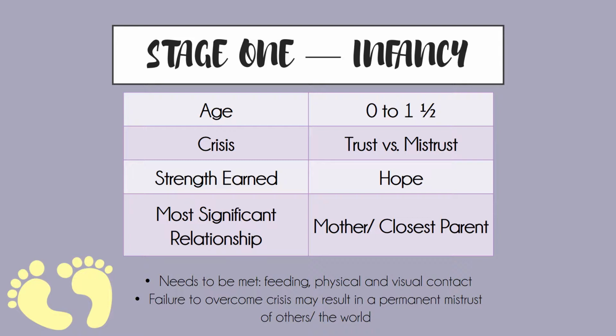It ranged from birth to about year 1.5, and the main crisis here is that trust versus mistrust crisis. What does that mean? When a baby is born, they're inherently mistrustful. The world is new, it's scary, they don't understand anything about it, so they're going to have to learn how to trust those people closest to them so that they can form healthy relationships.